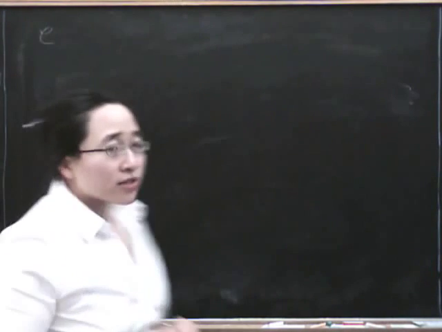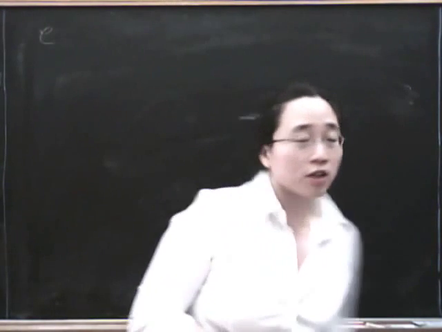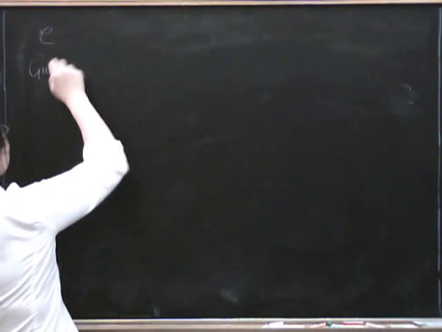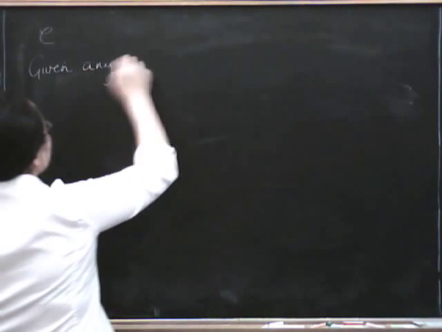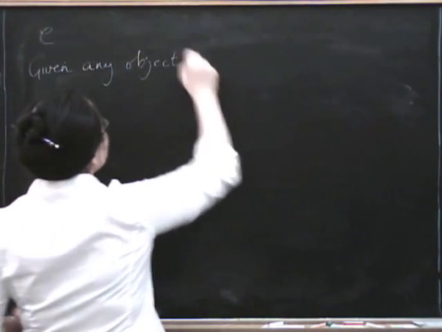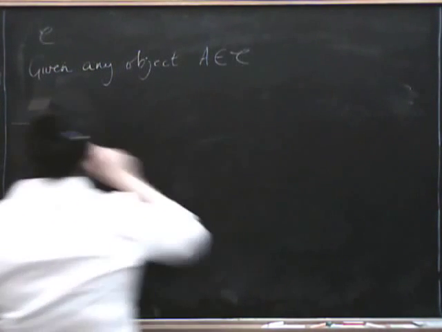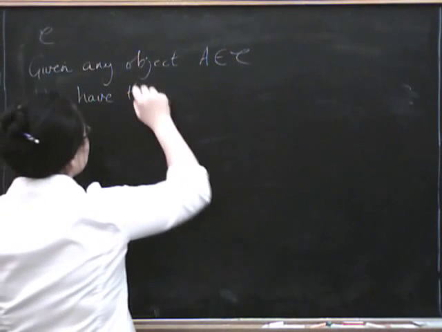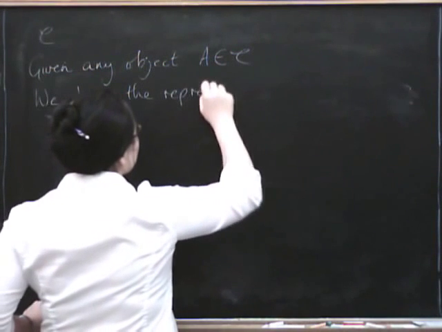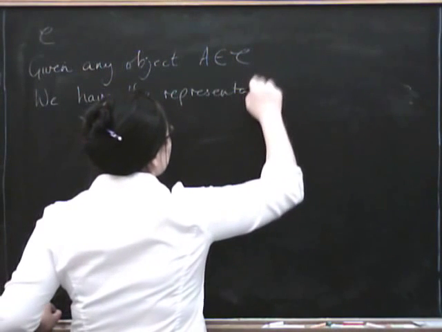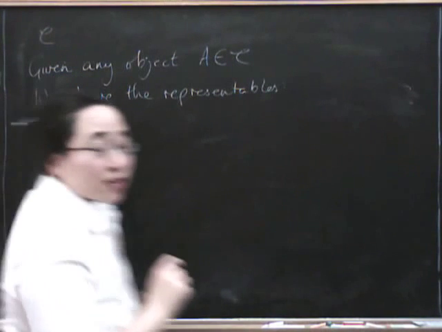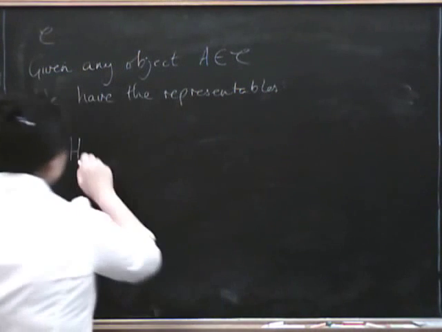So let's fix ourselves a category. Then there are two kinds of representable functors. There's the covariant ones and the contravariant ones. And so we have, given any object A in C, the following representable functors. We have the representables, they're usually notated with an H, and then there's a terrible difficulty of getting your upper and lower script right.